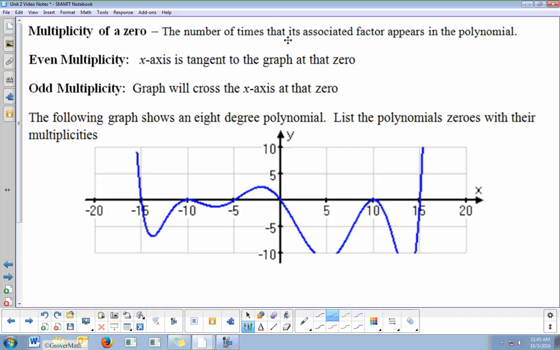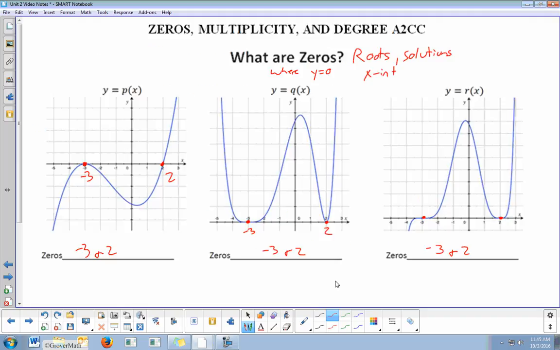Multiplicity of a zero is the number of times that its associated factor appears in the polynomial. So what we're saying is, how many times is it a factor? For example, if we had something that factored to be x plus 3 and x minus 2, like if this was f of x, that would have roots of -3 and 2. And then let's say we had a different function, g of x, that had factors of x plus 3, x plus 3, and x minus 2. If we multiply this out, this would end up being x squared, and so on. If we multiply this out, it would end up being x cubed, and so on. So these graphs are going to look very different, and yet they're going to have the same zeros, the same roots. But notice that I use this one twice.